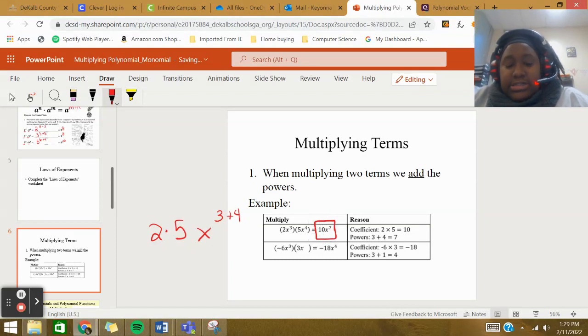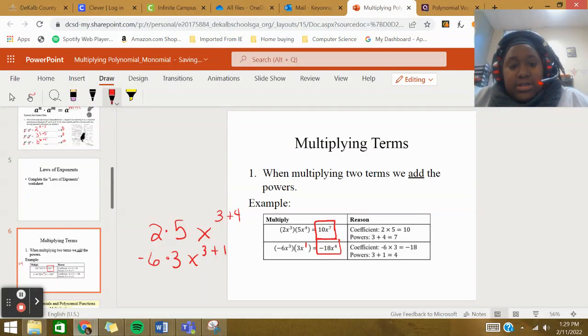Okay. And then the next example, we have negative 6x to the third times 3x to the first. Please remember that if there's no exponent there, you have a variable. It's an understood one. So what they did on this next one, we have negative 6 times 3, and then x to the third plus to the first.